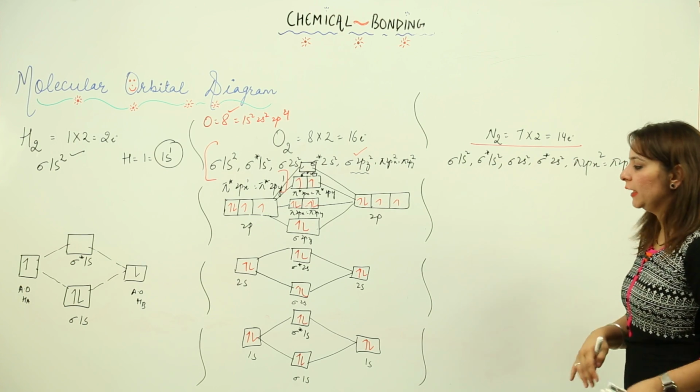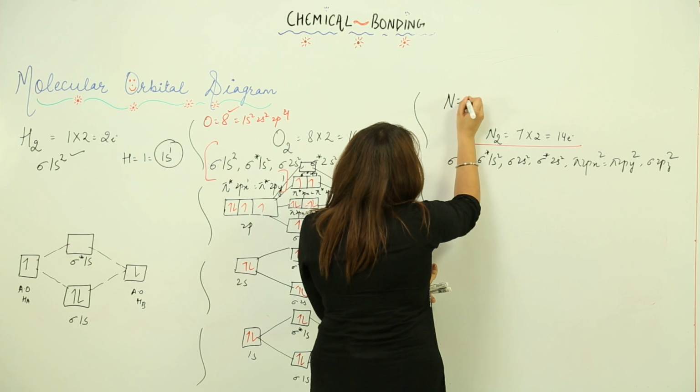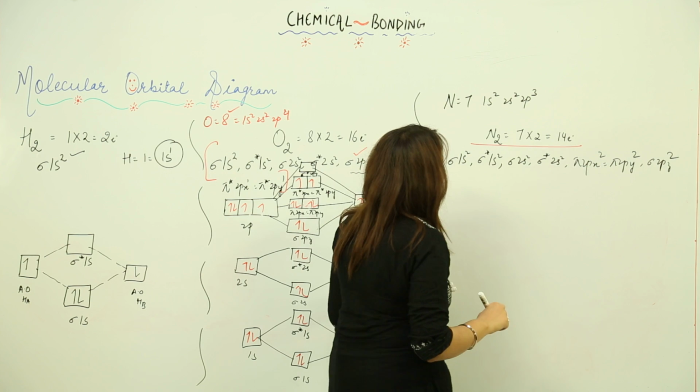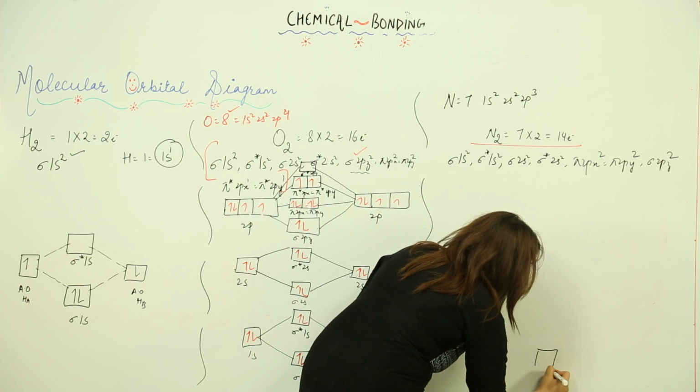So let's draw a diagram now. Again, I'll write it for an atom also: 1s2, 2s2, 2p3. Right. So now again we'll make this kind of boxes.